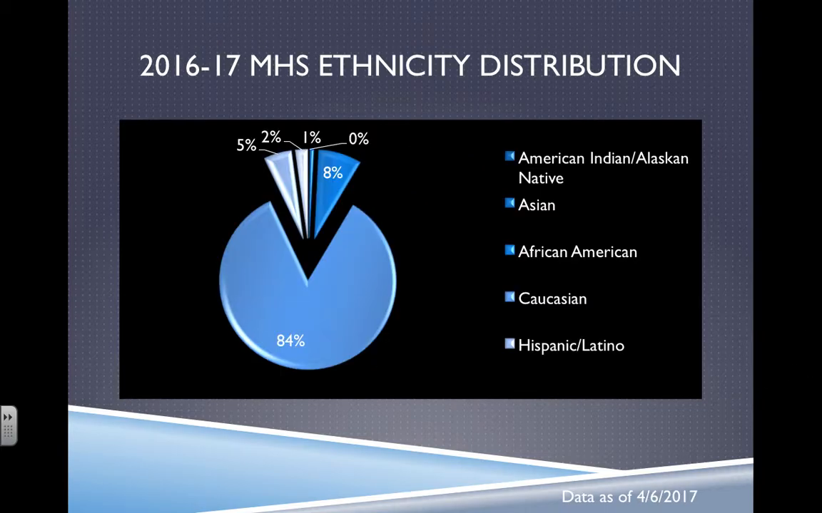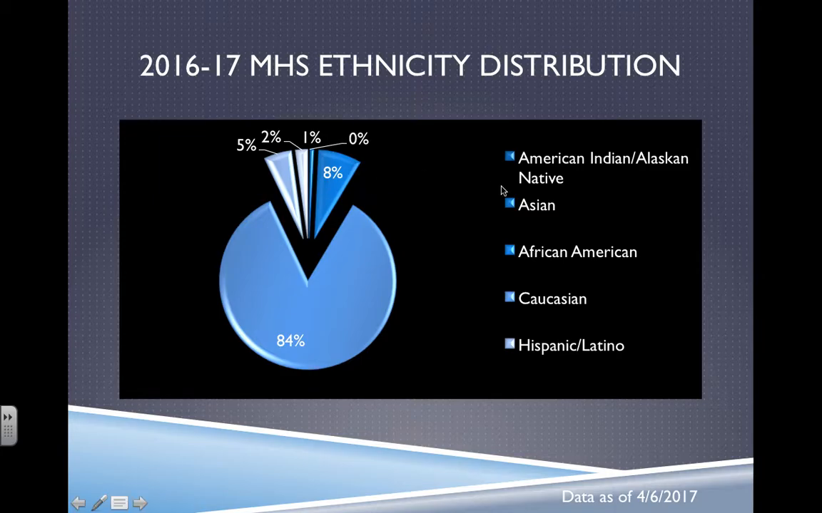As far as our ethnicity goes, we have definitely a predominant Caucasian population. 84% of our students are Caucasian. And these little pie pieces are a little hard to read, but the 0% goes with the American Indian or Alaskan Native category. We actually only have 2 students that fall into that range, and that is not really enough of a percentage to register.